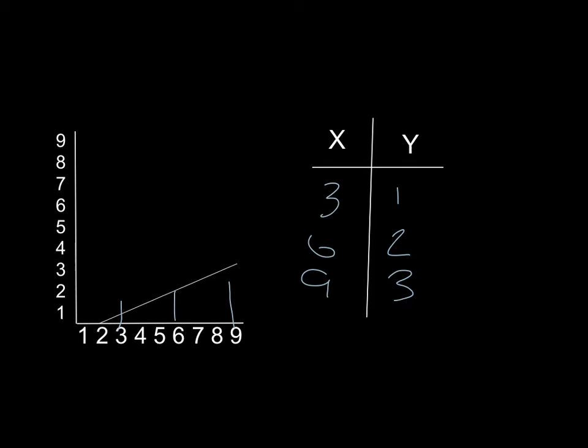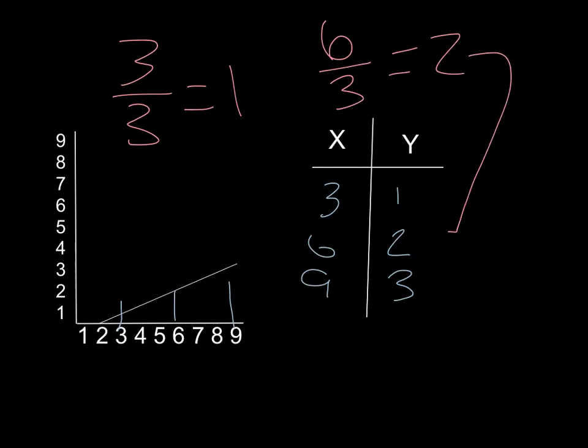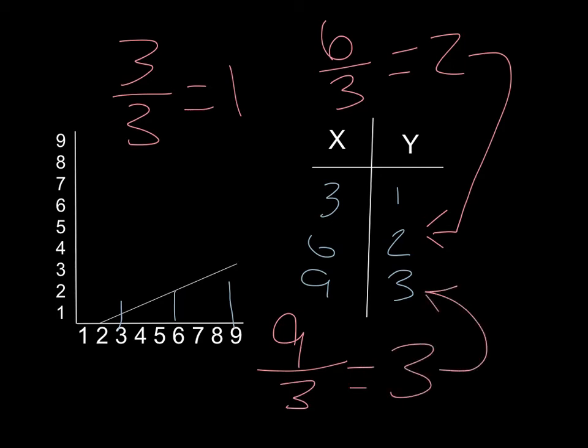We've got to think about it for a second and say, well, what else could be happening from 3 to 1? And some of you are going to say, well, if I take 3 and divide it by 3, I get 1. Good. What happens if you take 6 and divide it by 3? Well, you get 2. What happens if you take 9 and divide it by 3? Well, by golly, you get 3.